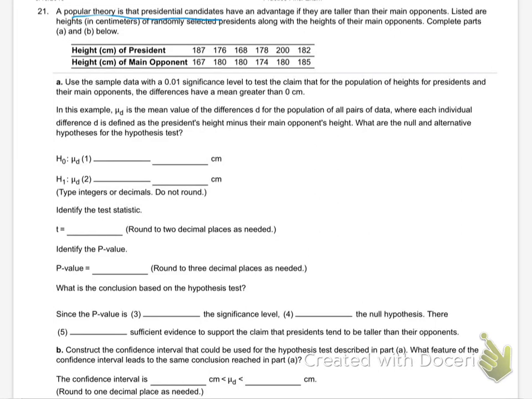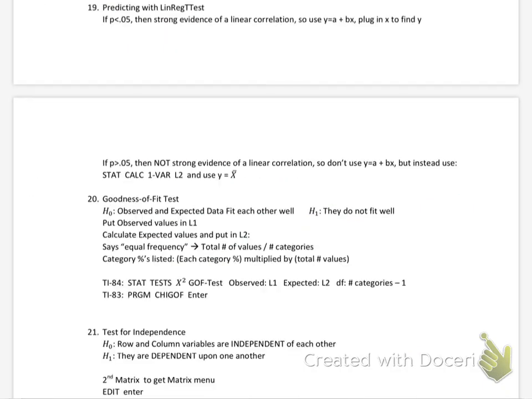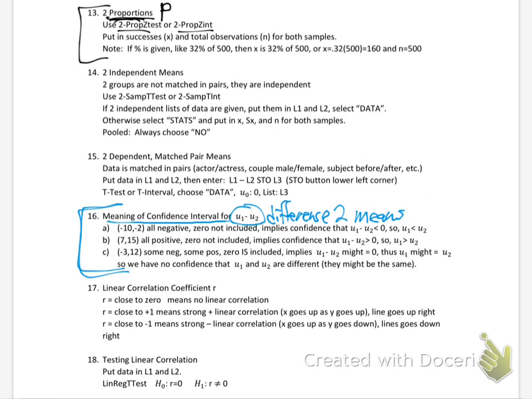Number 21, popular theory, presidential, and so on. Look at this. See how these are matched up? Two different groups, the president and their main opponent, and they're matched up. That's matched pairs. Remember matched pairs? Let's go back and find it in our final exam notes. Here it is right here. Matched pair. There are the steps.